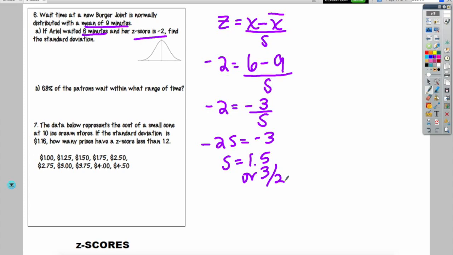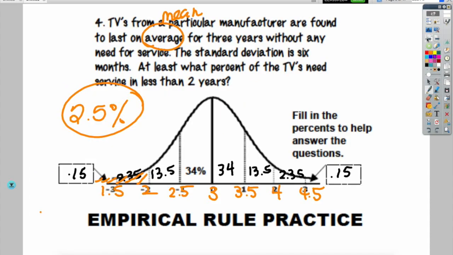Yes. X represents, in this particular example, the time that she waited. In the previous problem, it represented the score on the physics test. Okay? So X represents whatever data we're talking about that we collected. So it's the same X that represents this vertical axis right here. Like in this case, this one represented the years needed for service.